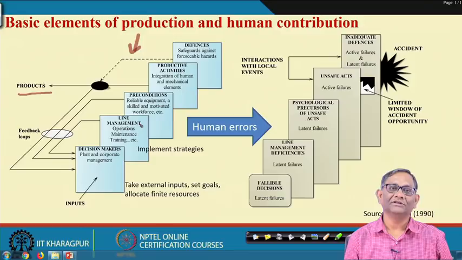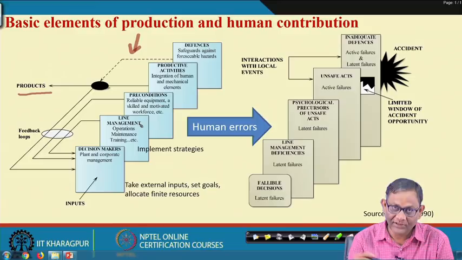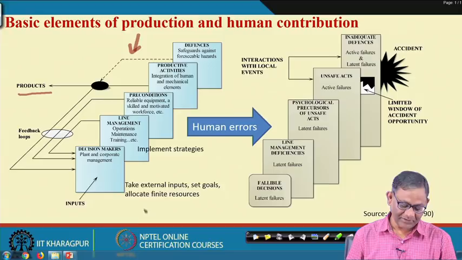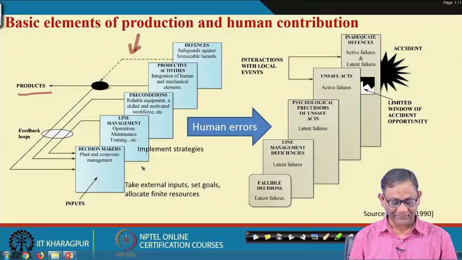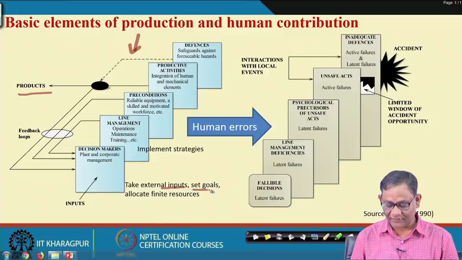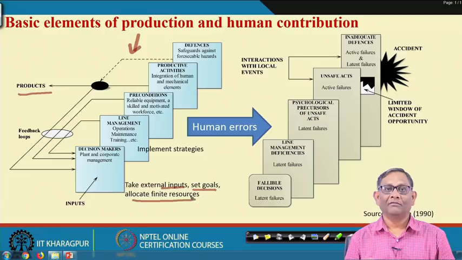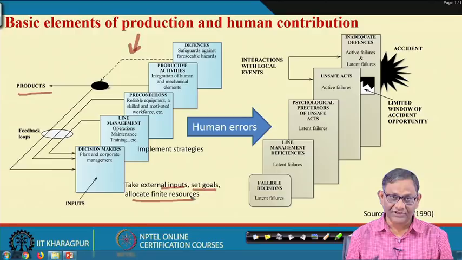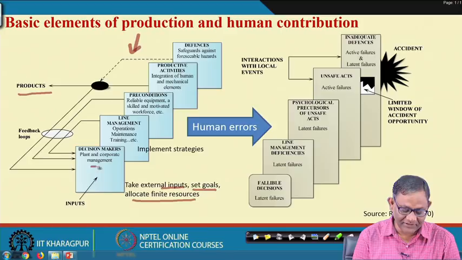Okay, so with this simple structure, I want to discuss this. First one is the production system, which is developed based on, actually the plant is also developed taking external inputs, and different goals are set, and accordingly finite resources are hired or borrowed, and they are nurtured and finally used. These are basically all those decisions that come under decision makers.